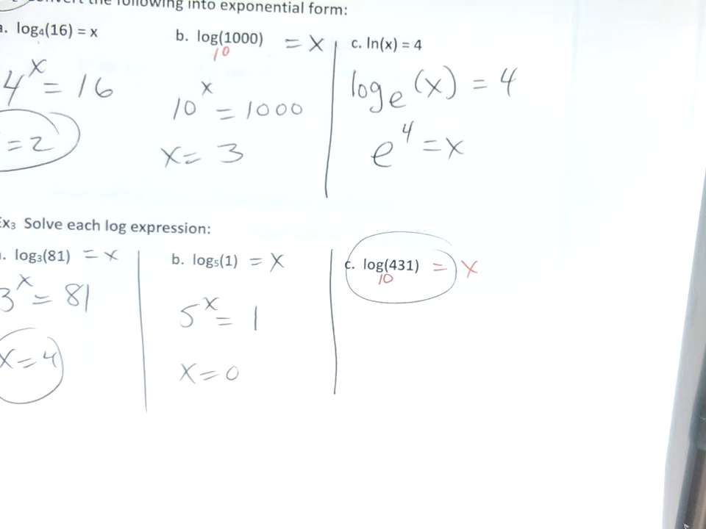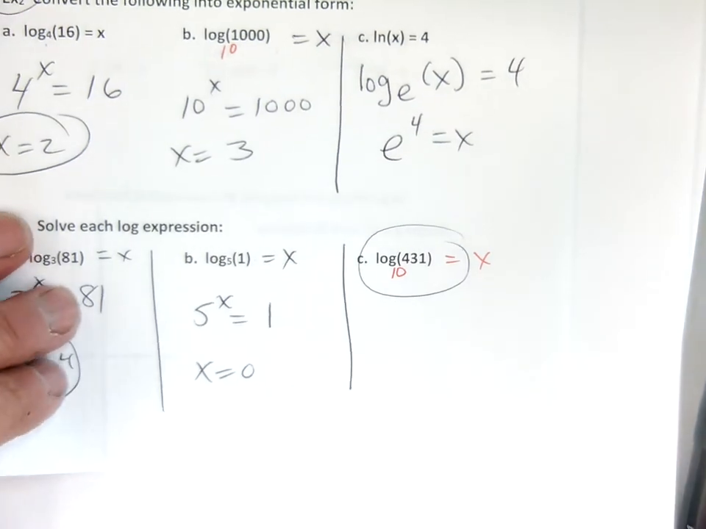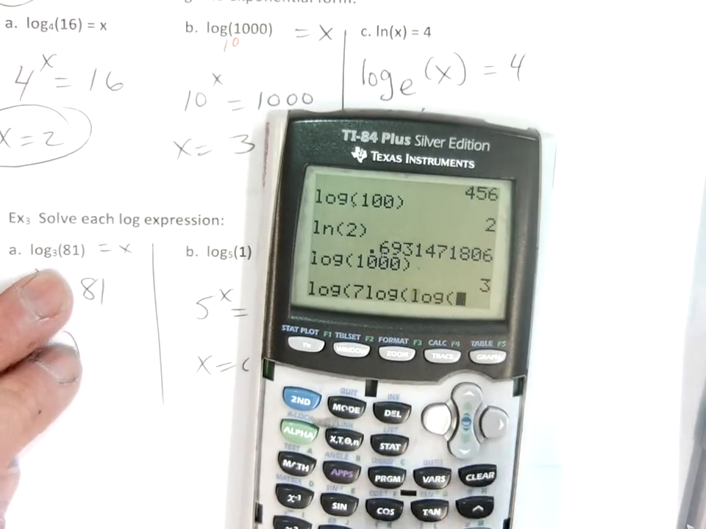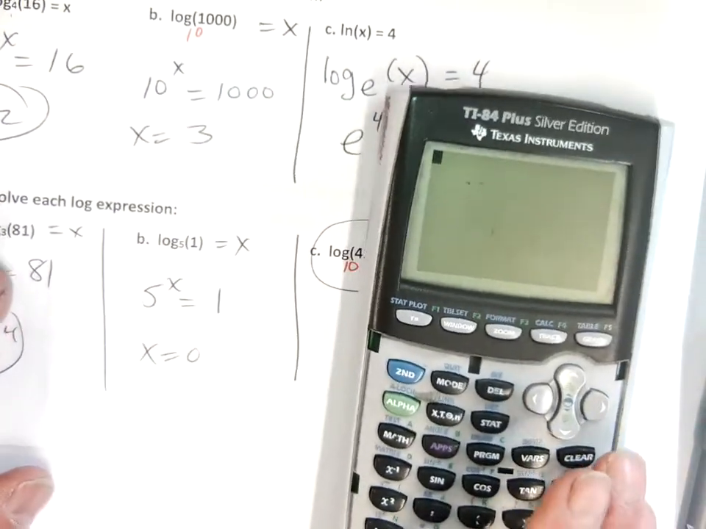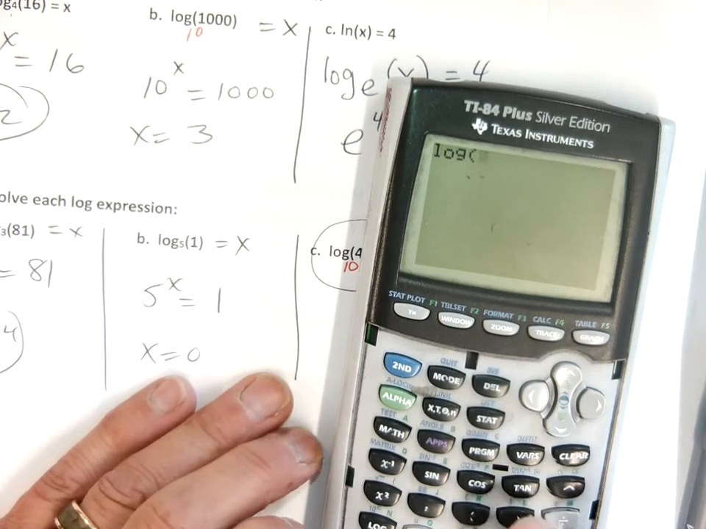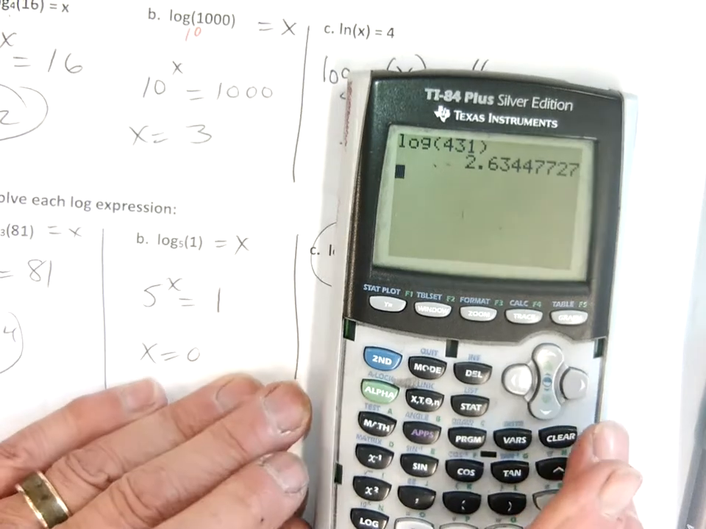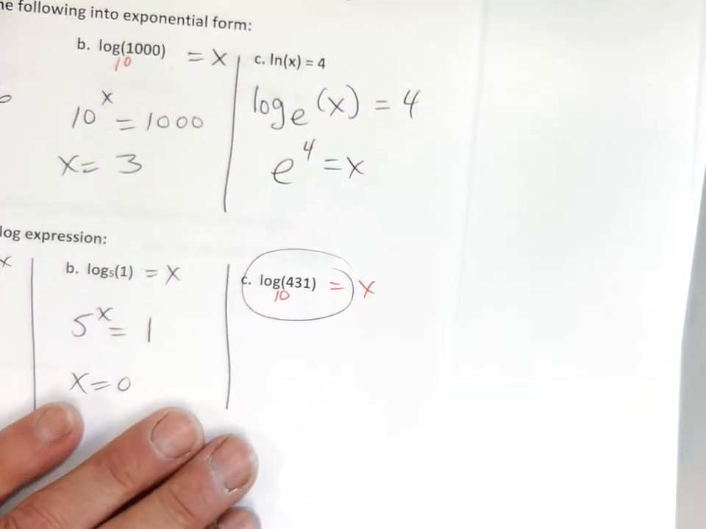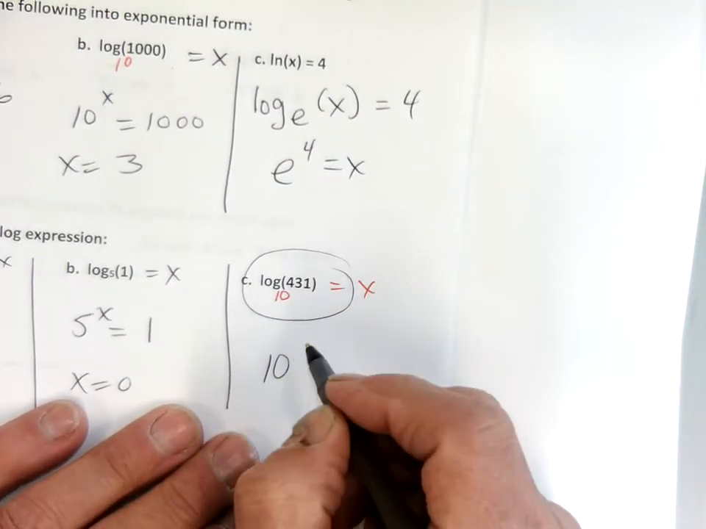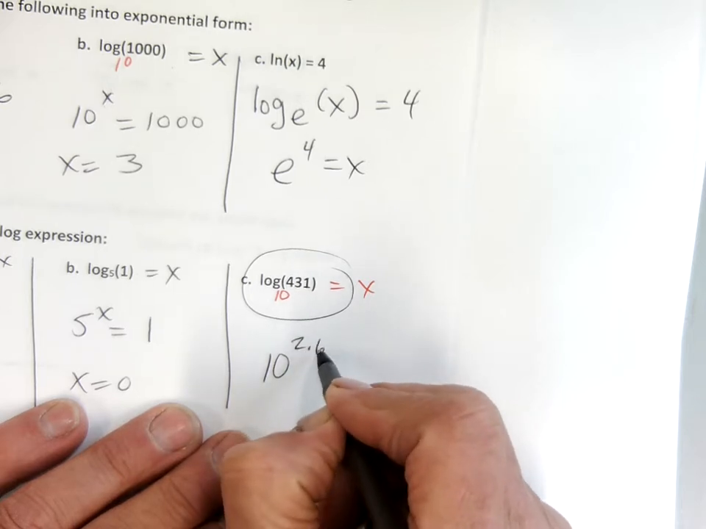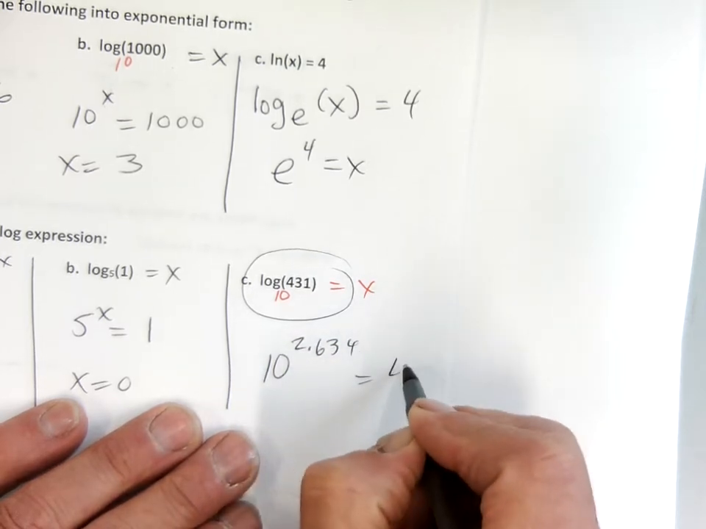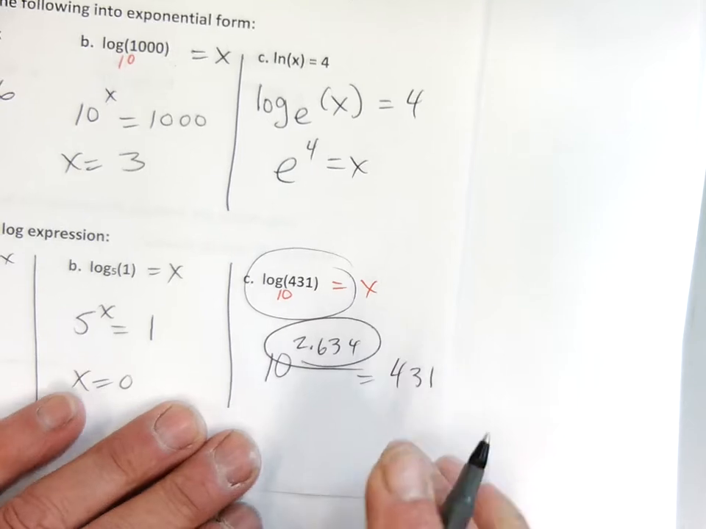Okay, so if I use my log, I'm going to go log, clear, log of 431, about 2.63. So that means that 10 to the 2.634 blah, blah, blah, is 431. Right, you ready to turn the page?